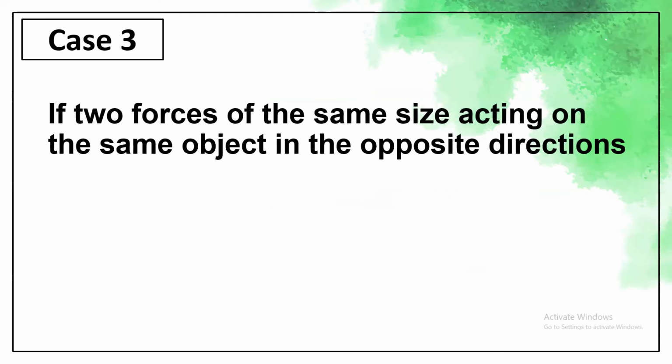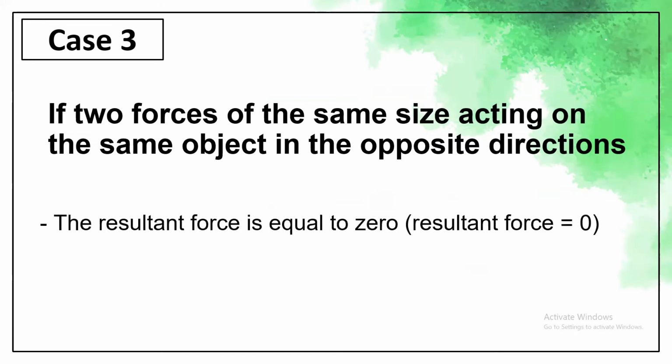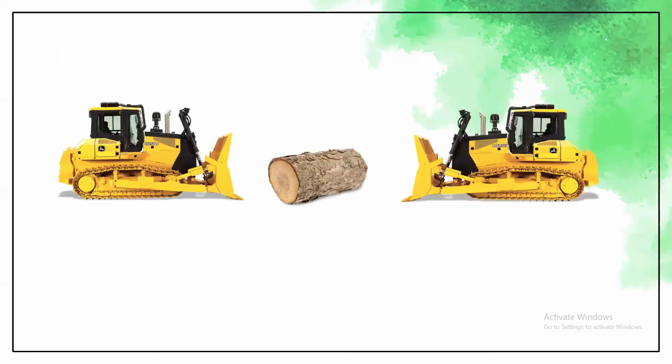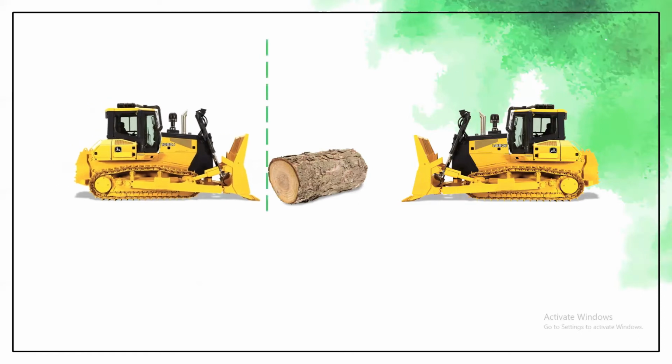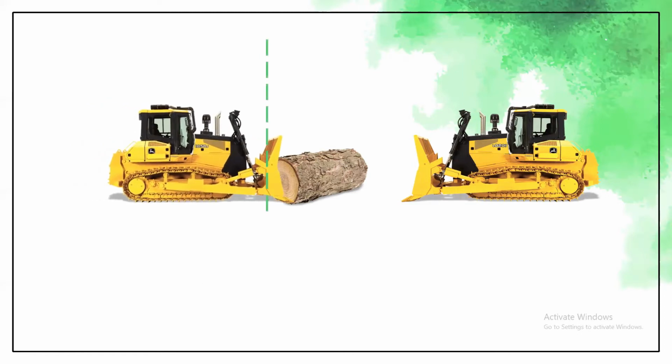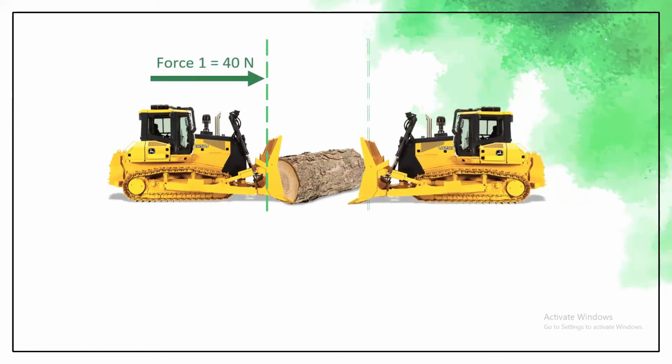Now for the last case, case 3: if two forces of the same size act on the same object in opposite directions, the resultant force is equal to 0 and the object will not move. For example, again, we have two bulldozers of the same size and one object. The first bulldozer moves the object to the right with a 40 Newton force. The second bulldozer moves the object to the left with a 40 Newton force.